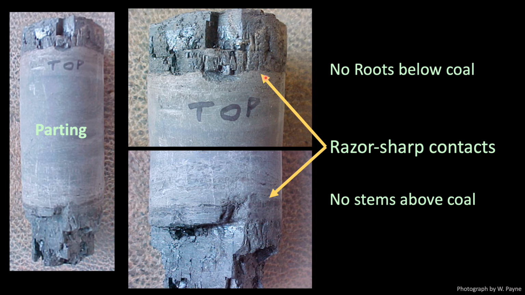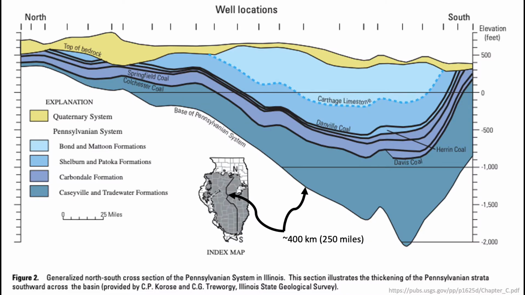We see razor sharp contacts. We don't see any roots from this coal seam up here. If this was a swamp, there should be roots coming down. And if this was a swamp down here, there should have been trees, stems of trees going up into this parting. Don't see that. Let's take a detailed look at the Heron coal in Illinois.